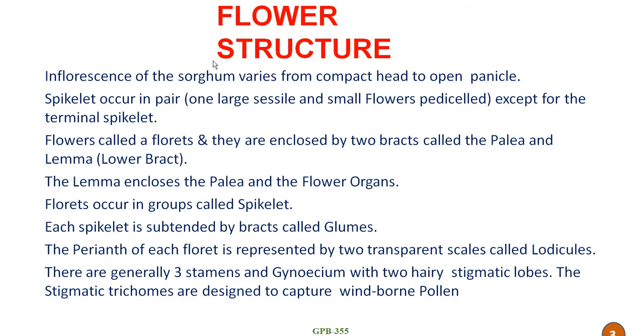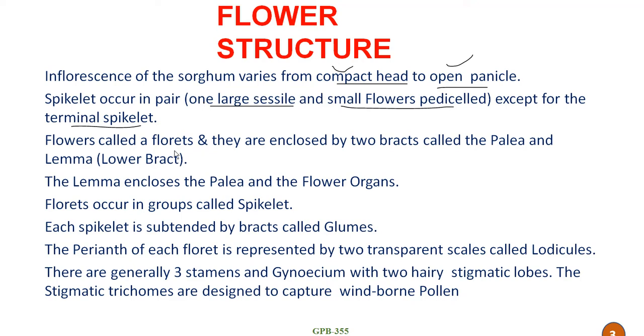The flower structure of sorghum: the inflorescence of sorghum varies from a compact head to an open panicle. So there are two types of inflorescence in sorghum, one is compact and another is open. The spikelets always occur in a pair. One is sessile and the other is pedicellate, except the terminal spikelet. All other spikelets are always in pairs, having one sessile, that means without a pedicel or stalk, and one pedicellate.